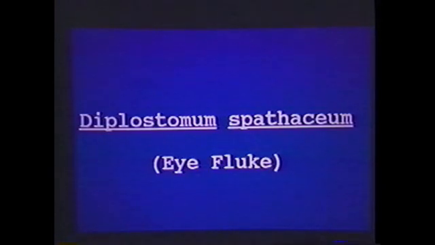Diplostomum spathaceum, or eye flukes, are a digenetic fluke. Here what we see is the fish acting as an intermediate host for a piscivorous bird. These flukes will migrate to the lens, causing lens opacities, or into the anterior chamber.